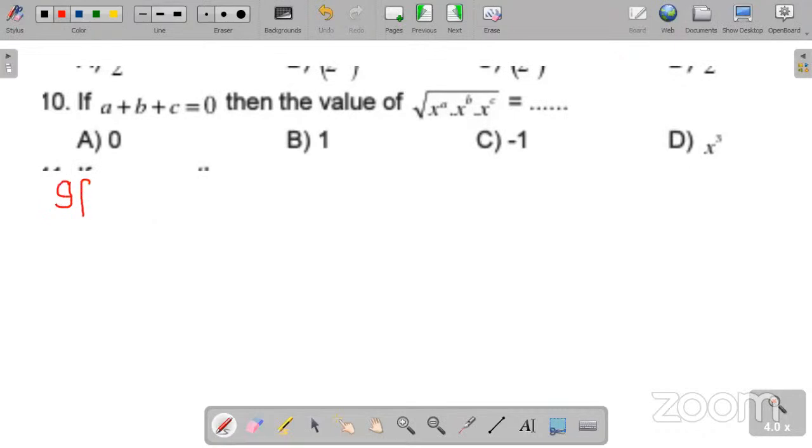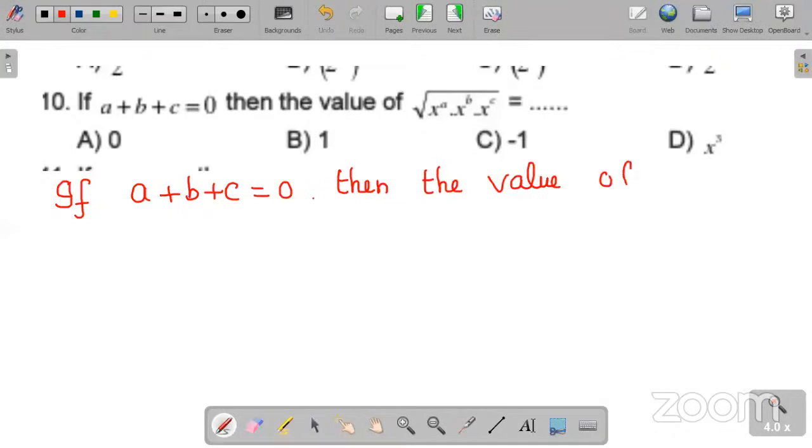If A plus B plus C is equal to 0, then the value of root over x to the power of A into x to the power of B into x to the power of C is equal to, what is our answer?